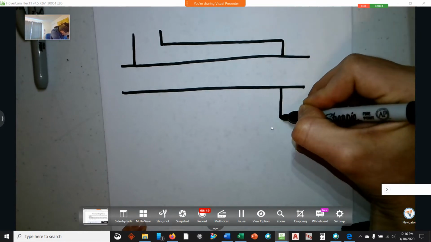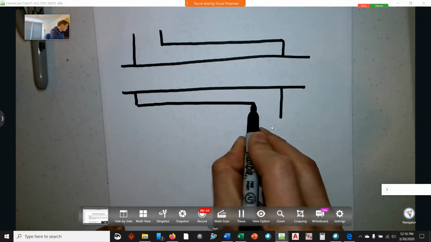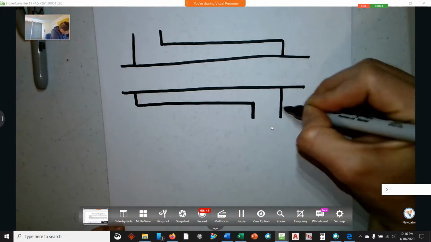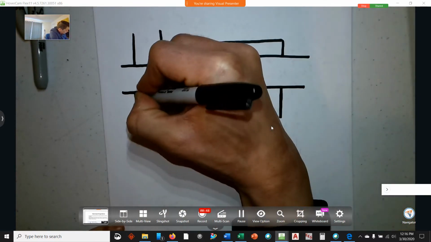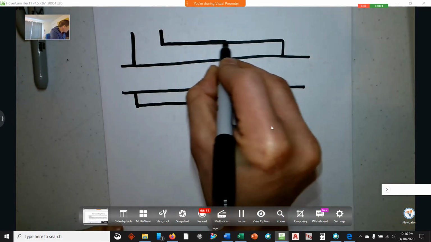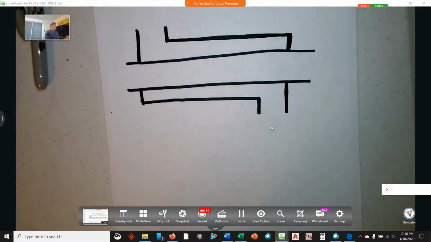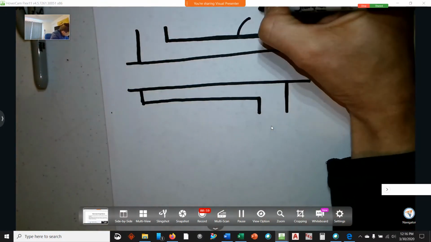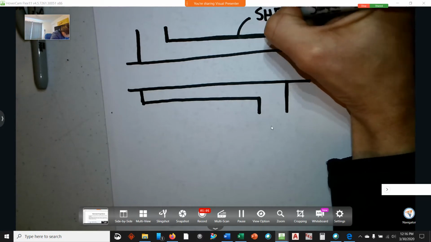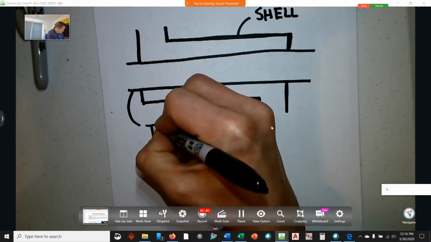And we can represent the heat exchanger as something like this, where we have a shell that sits around a pipe. So we call this the shell and tube heat exchanger. And so we have the shell side and the tube side.